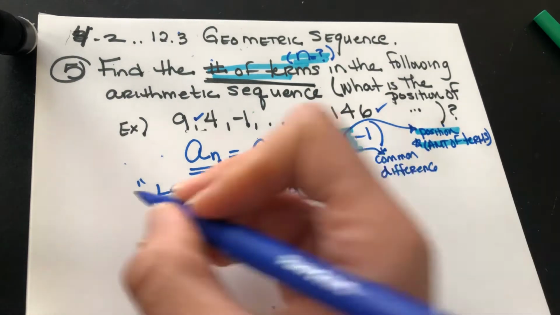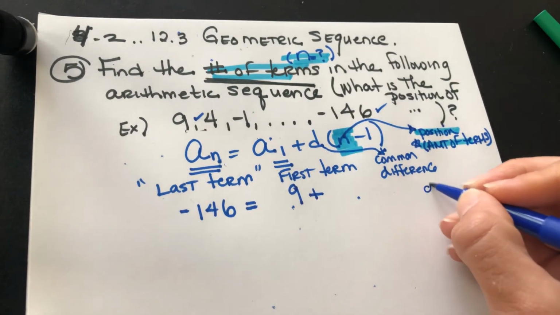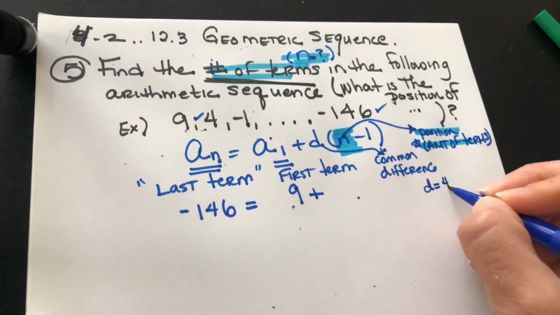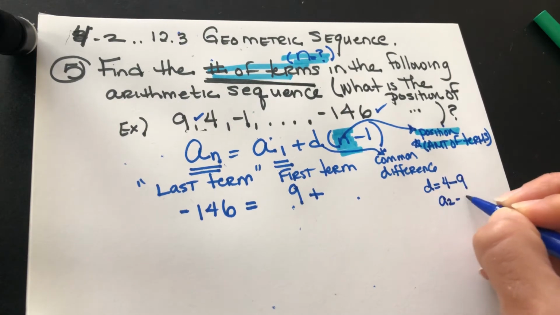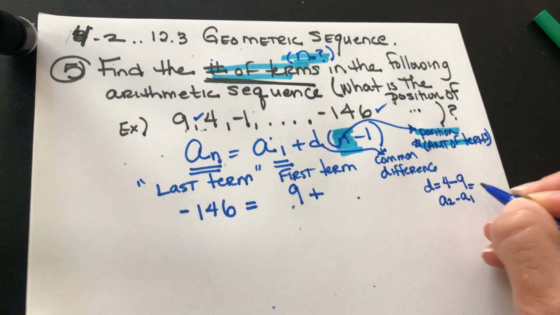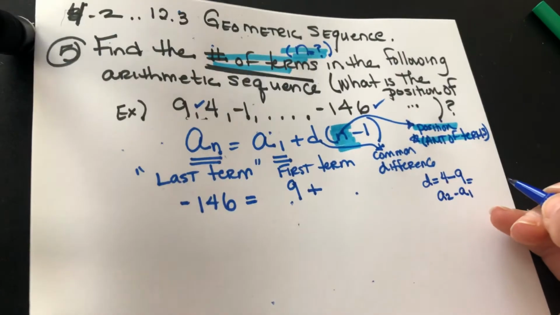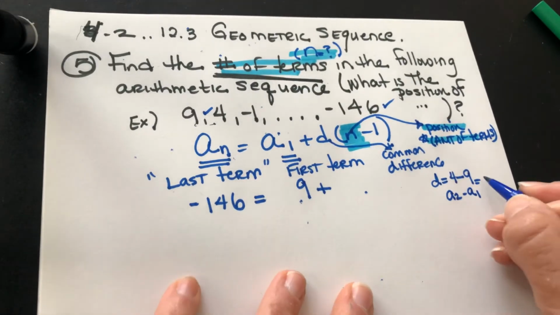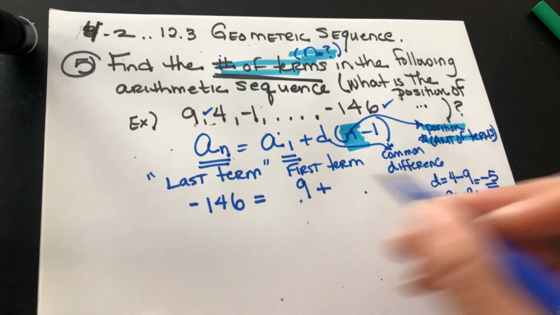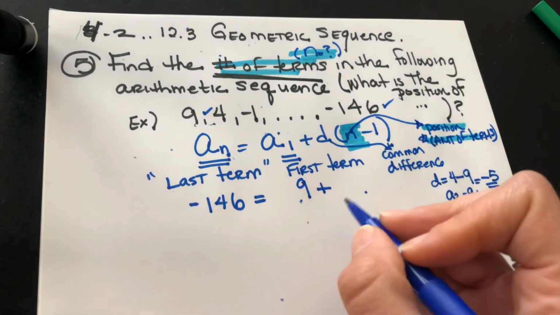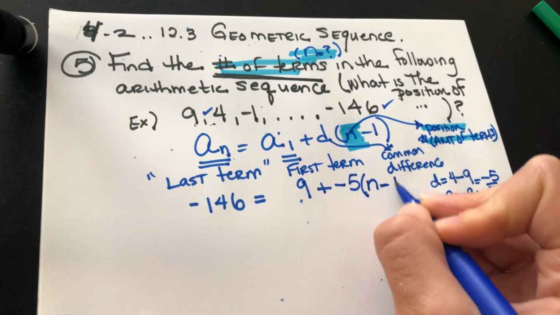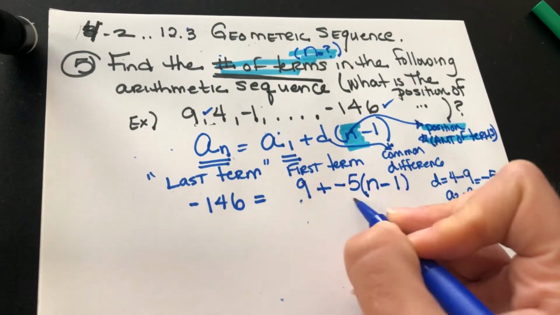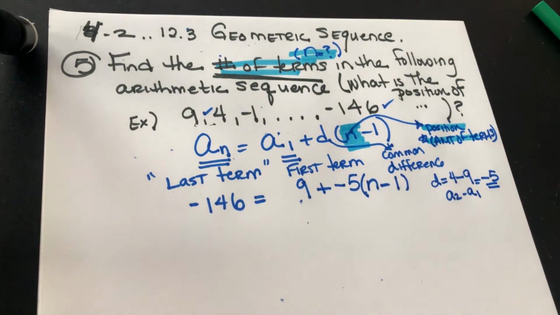It's easy to see visually, but if you wanted to find the common difference, you take the second term minus the first term. I'll write that down, I know you like me writing notes. Second term minus the first term gives you -5. It's negative because you are getting smaller. So -5, and then n minus 1, because I do not know what term -146 is.